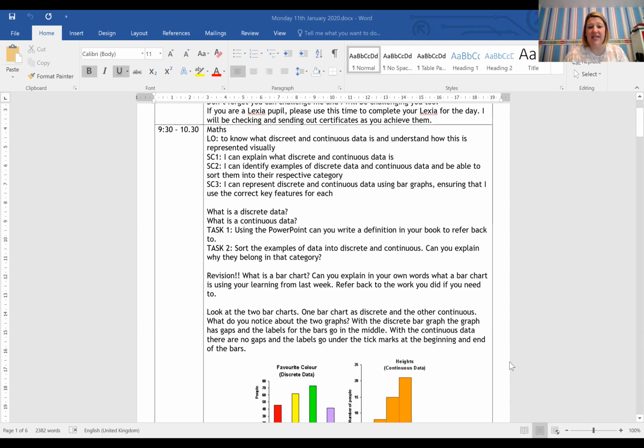And then we're going to be representing discrete and continuous data using bar graphs today, ensuring that we use the correct key features for each. Now, as we move through the week, we're going to be using different types of graphs for representing continuous data, because for different types of continuous data, there are better ways of representing it than a bar graph. But today we're going to be using bar graphs.